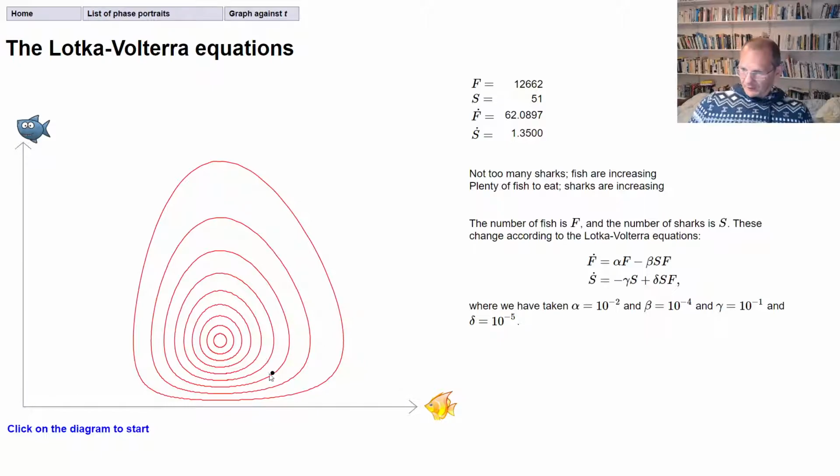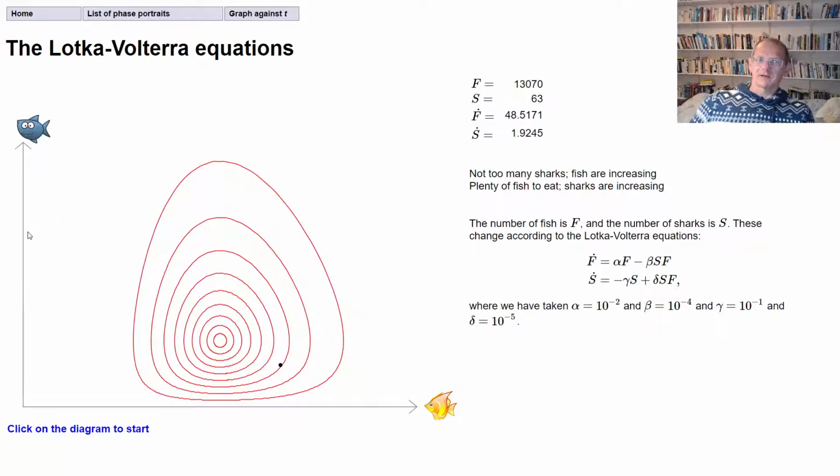In other words, our horizontal and vertical axes have different scales here, because the number of fish is always going to be much bigger than the number of sharks. The number of fish is 12,000 or so, and if we carry on a little while, then the number of fish has increased as we move to the right, because the horizontal axis is the number of fish. So as the number of fish increases, the point moves to the right. And the number of sharks, it was 51 a minute ago, now it's increased to 63. It's gone up a bit.